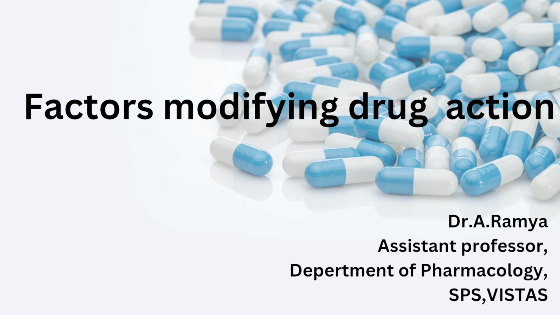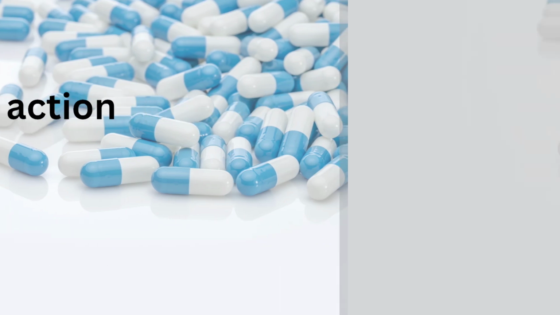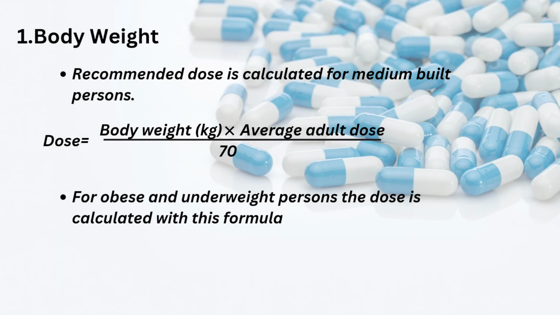In this video, we are going to see about factors modifying drug action. The first factor is body weight. The recommended dose is calculated for medium built persons. For obese and underweight persons, the dose is calculated with the formula: dose is equal to body weight in kg into average adult dose divided by 70.